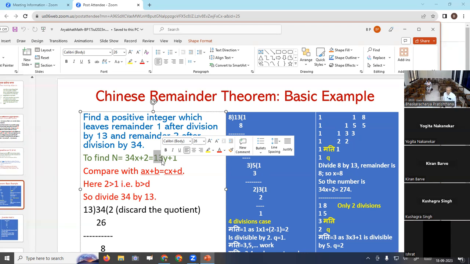Once you get this x, how do you get the number? That x is to be multiplied by 34 and then you add 2 to that, and that gives you the number n. So that is the method.